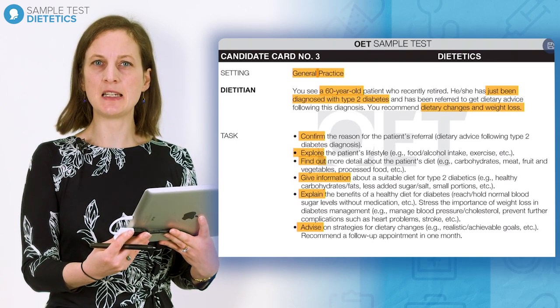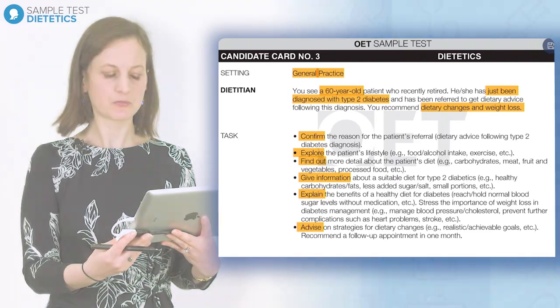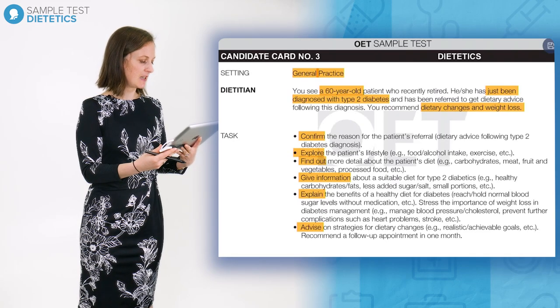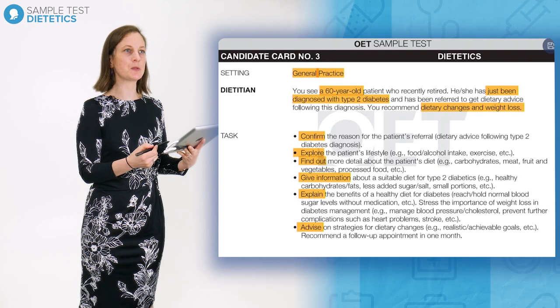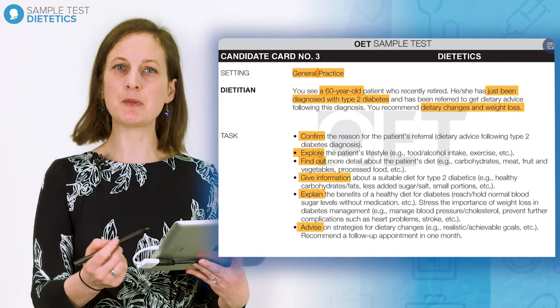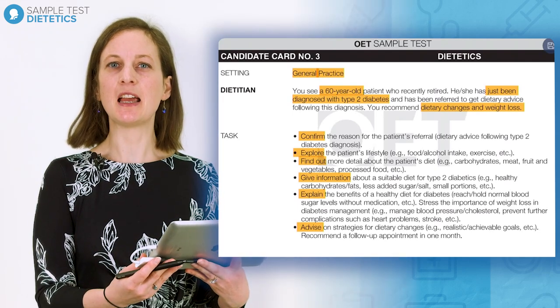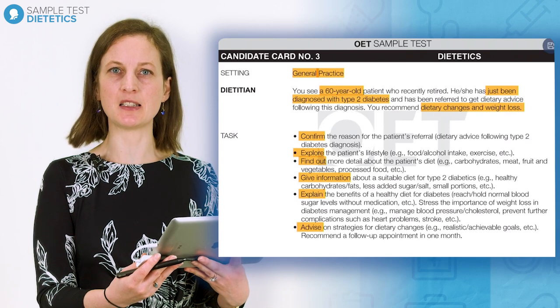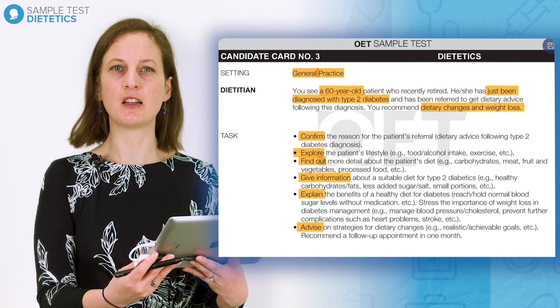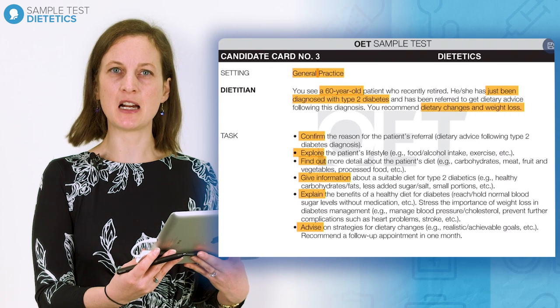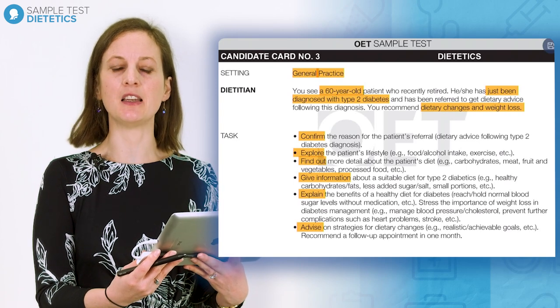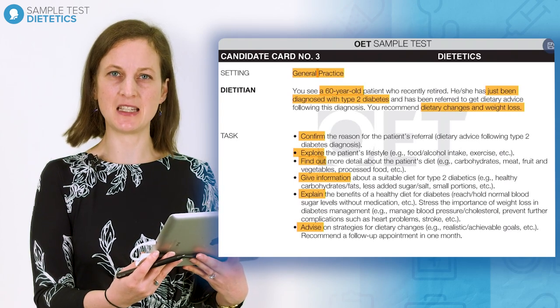Which tasks do I need to spend most time on? From checking the tasks again, I can see that tasks 4 to 6 will take the most time to allow me to provide sufficient explanation and to listen to the patient's responses and answer any questions they have. I should aim to move through tasks 1 to 3 fairly quickly to allow plenty of time for these tasks.